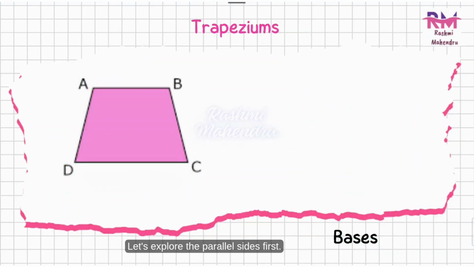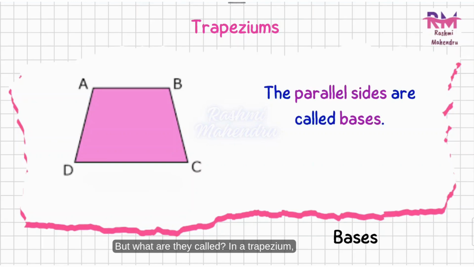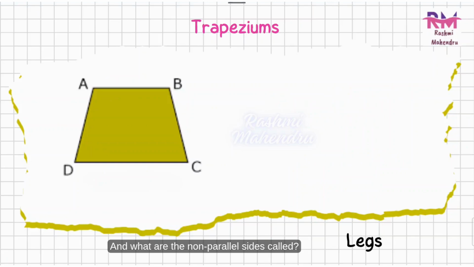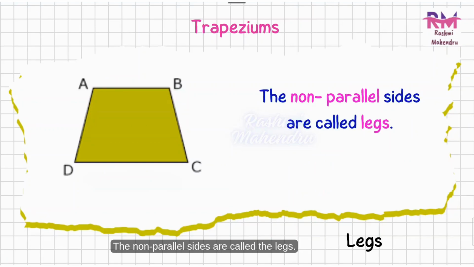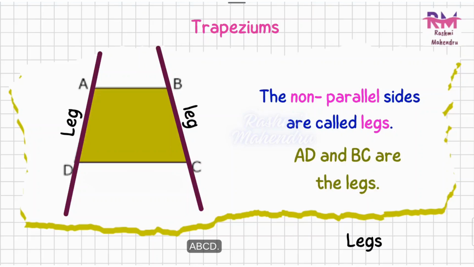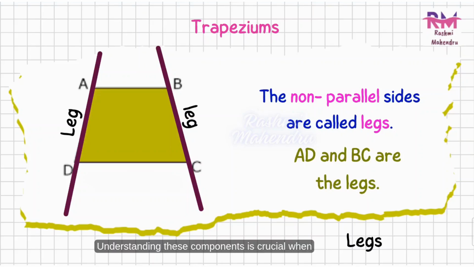Let's explore the parallel sides first. AB and CD are parallel sides. But what are they called? In a trapezium, the parallel sides are called the bases. So, AB is a base and CD is also a base in the trapezium ABCD. And what are the non-parallel sides called? The non-parallel sides are called the legs. For instance, AD is a leg of trapezium ABCD, and similarly, BC is also a leg of trapezium ABCD. Understanding these components is crucial when exploring the properties or even calculating the areas and perimeters.